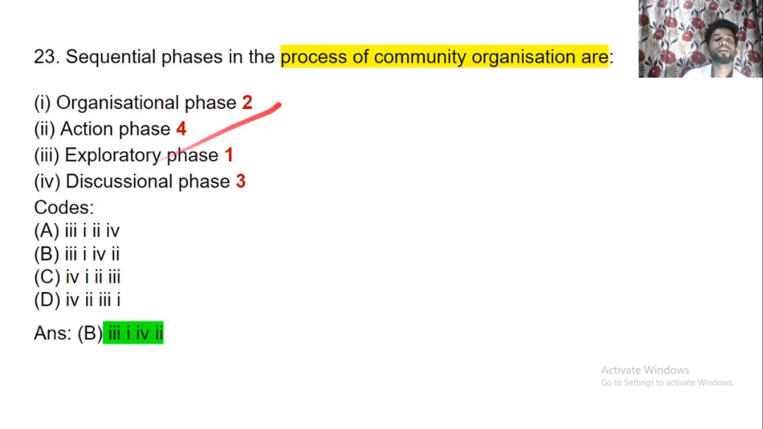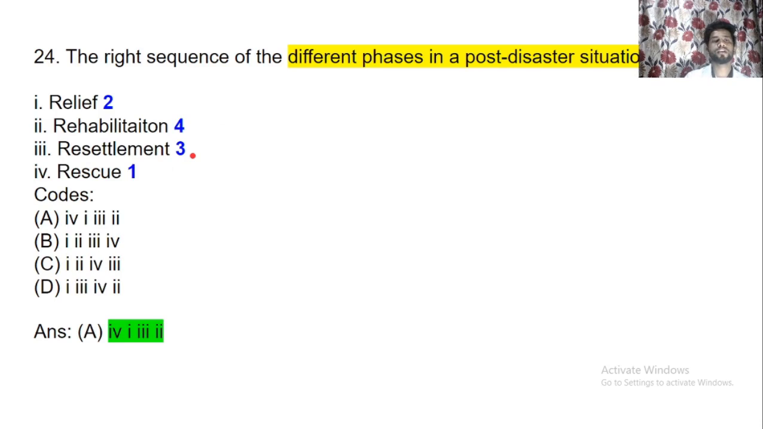Now the next question: the process of community organization. You have to sequence this order. First you explore, then you go to the organization phase, then you discuss with your experts, and then you come to action. So this will be your correct sequence: exploration, then organization phase, then discussion phase, and then action phase.